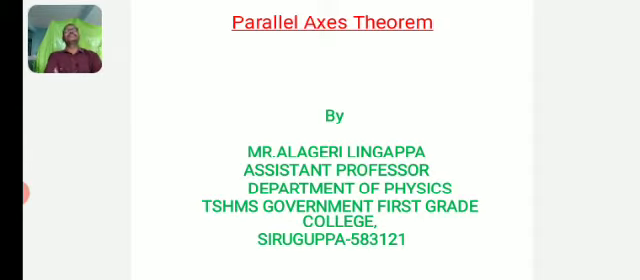In the previous class, we discussed the perpendicular axis theorem: the statement of the perpendicular axis theorem, the mathematical expression for the perpendicular axis theorem, and the explanation of the perpendicular axis theorem.